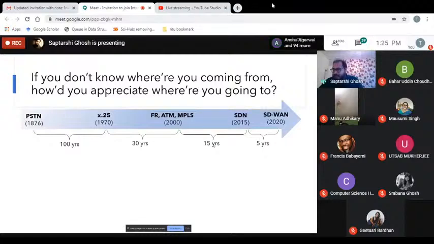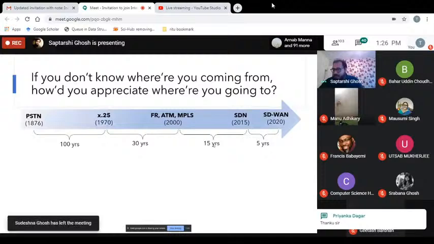The X.25 standard came, 30 years ago, and we needed security. We needed to sort of hide the data, so the VPN standard came in. Technologies that affected those standards are frame relay, ATM, MPLS, right?